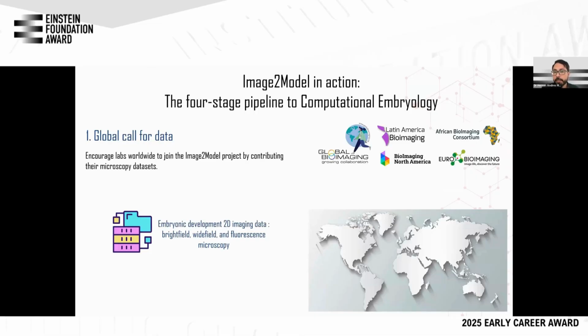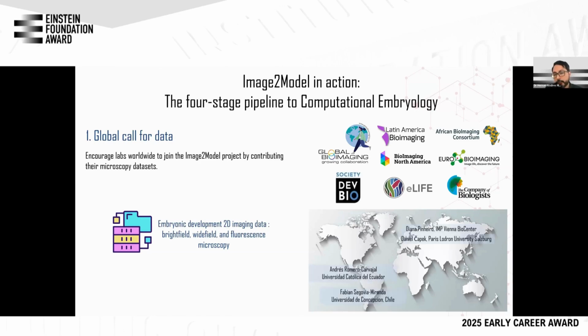So we aim to partner with global consortiums, Global BioImaging and all the regional ones, Latin America BioImaging, which I'm part of, BioImaging North America, the African BioImaging Consortium, Euro-BioImaging, but also societies like developmental biology ones, or journals that promote open science like eLife and the Company of Biologists. And actually we already have 4 partners willing to start joining the project: Diana Pineiro, Daniel Chapek in Austria, and then some people in the Global South, Andrea Romero and Fabian Segovia in Chile and Ecuador.